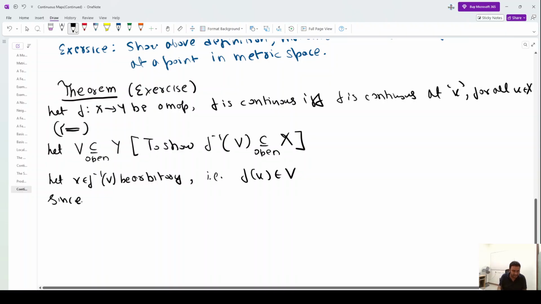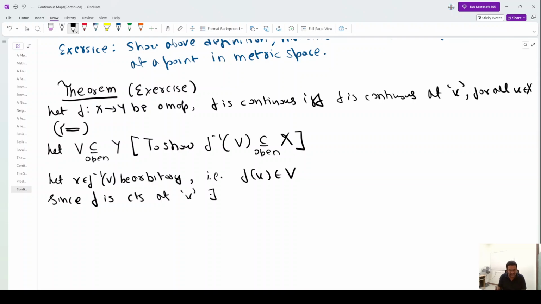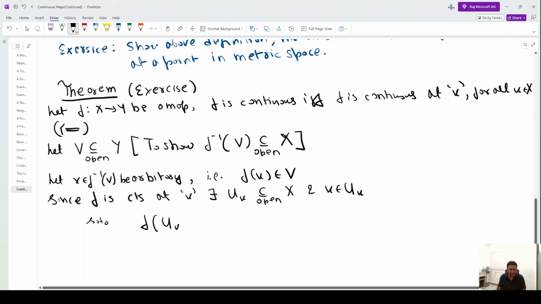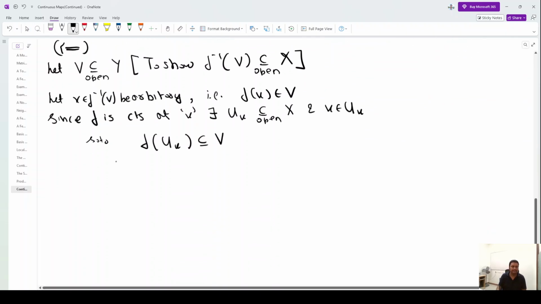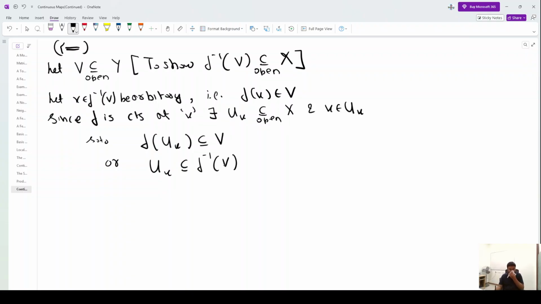So since f is continuous at x, there exists U_x which is open in X and contains x, such that f of U_x sits inside V, or U_x sits inside f inverse of V. Is it fine? Tell me if there is any ambiguity.